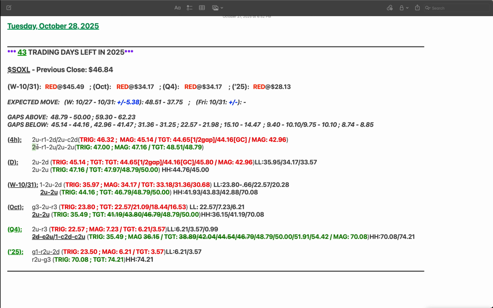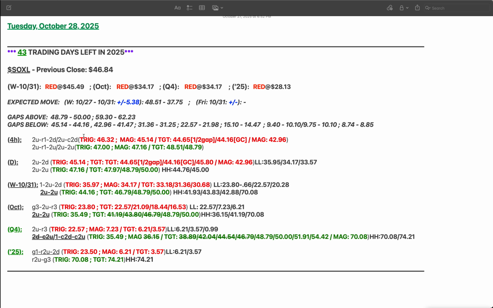If we go to the upside, that triggers the 212 up at 47 flat. Magnitude is 47.16. So again, not a lot of magnitude on the strat continuation as far as a clear entry, clear exit, but that does then trigger the 2 up continuation with the clear entry at 47.16. And then we've got extended targets of 48.51 and 48.79, at least on the 4-hour perspective.